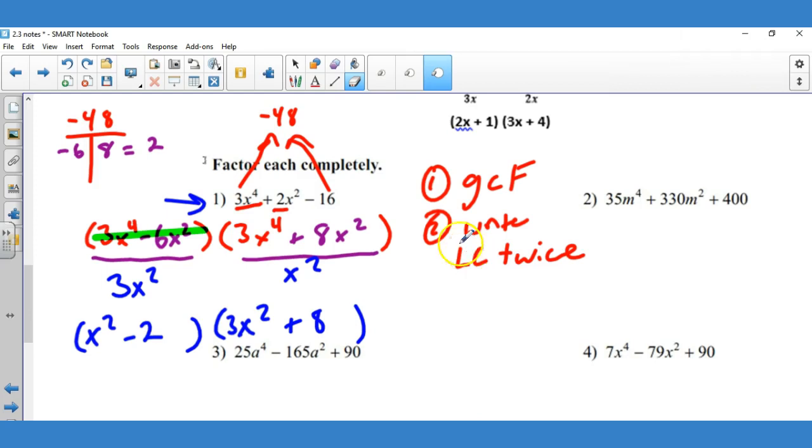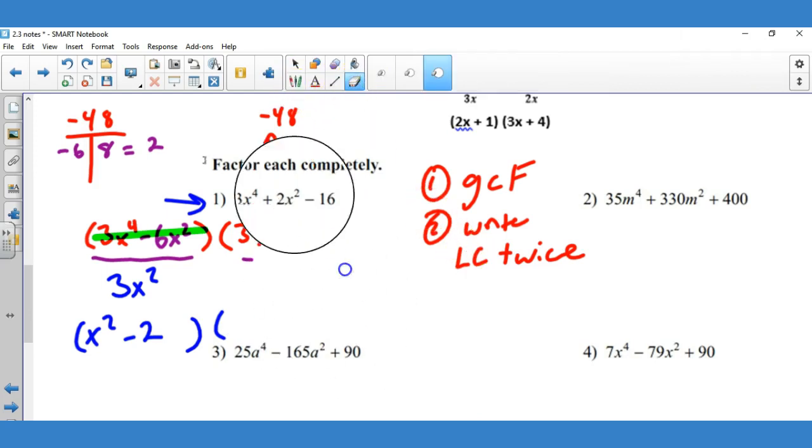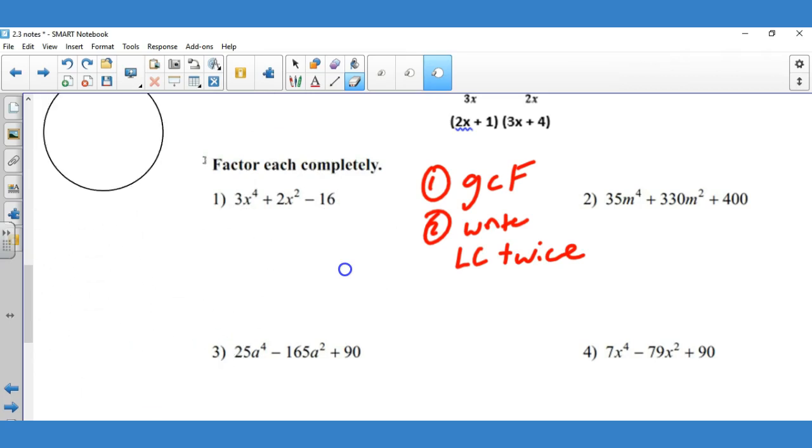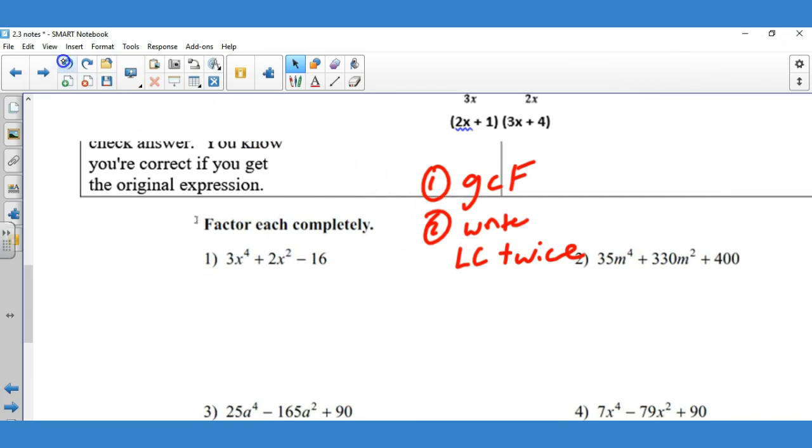For this one, let me erase so I can have space to write. Oops, I didn't mean to do that.